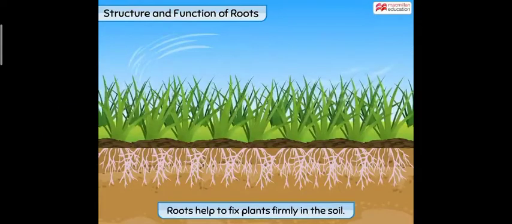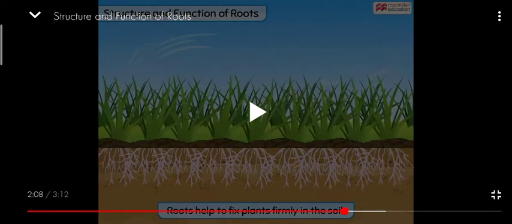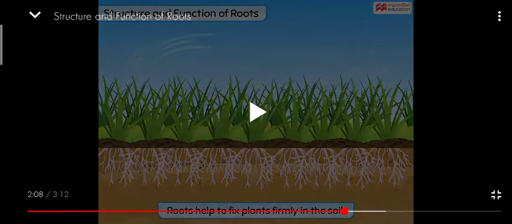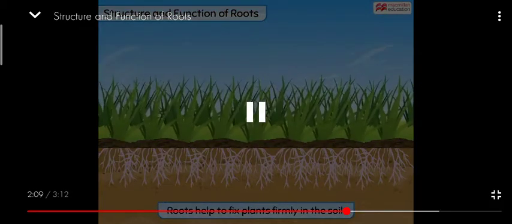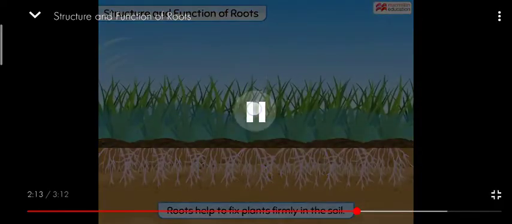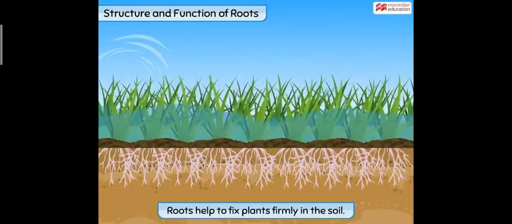Now we are going to know about functions of root. The first function of root is that roots help to fix the plant firmly in the soil. The roots take hold of the soil and they help the plants when the water or air blows them.